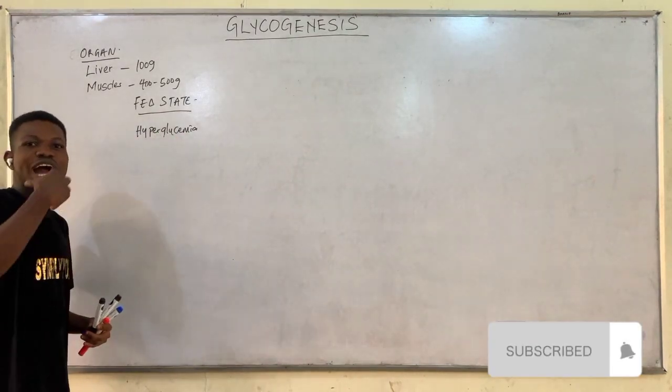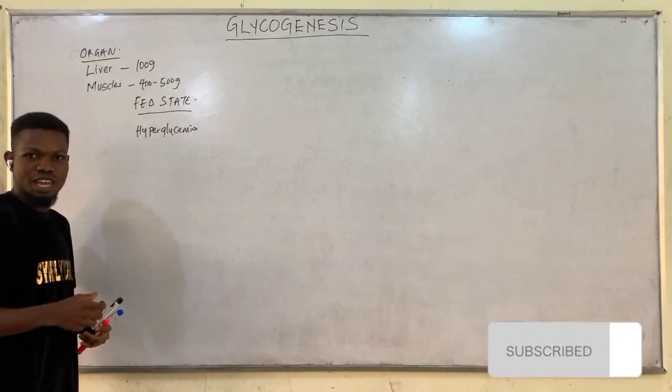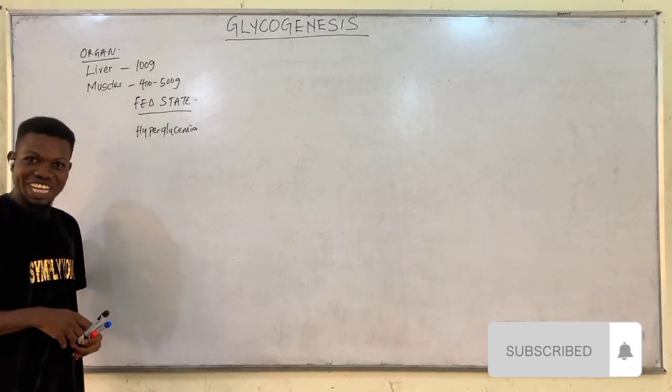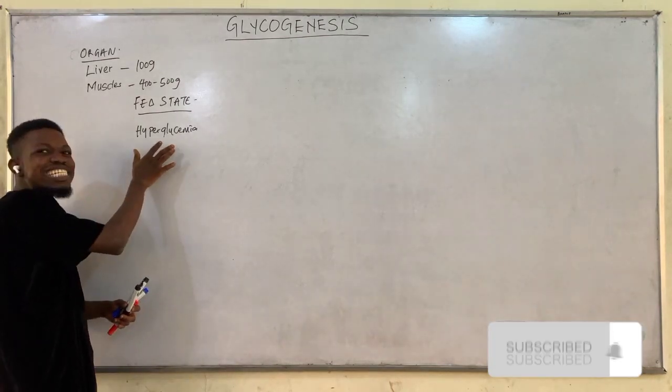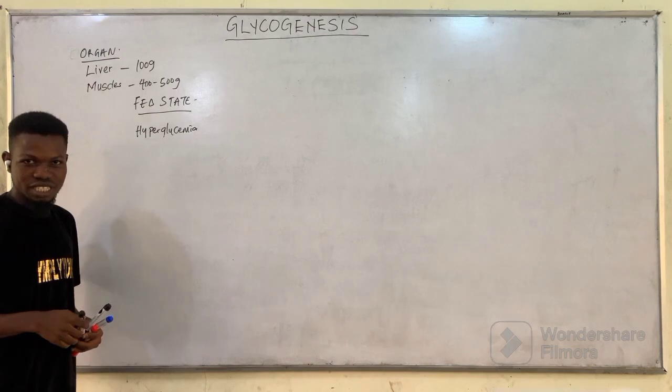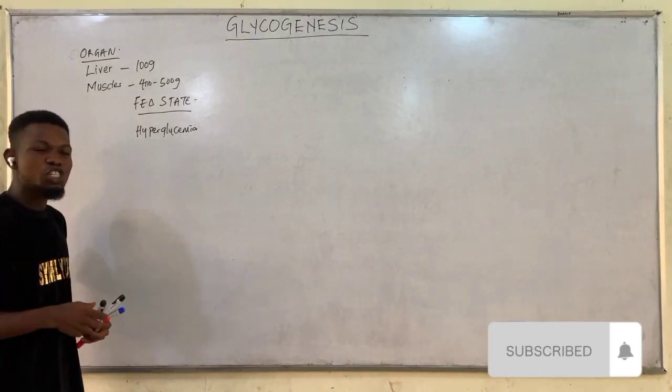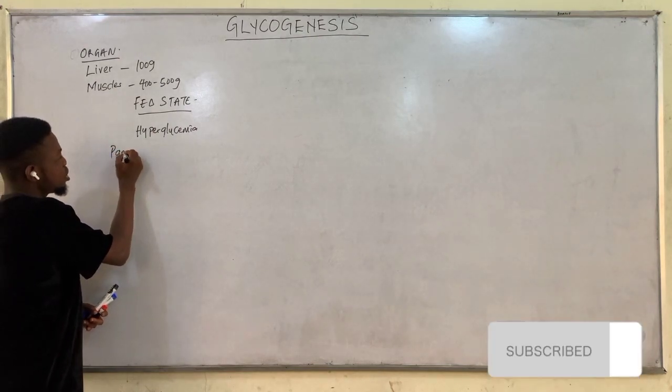So when you have hyperglycemia, which is high blood glucose level, a particular hormone needs to be stimulated. Are you getting what I'm saying now? In order to convert this excess glucose to become glycogen. So which organ secretes that particular hormone? The organ is called the pancreas. Do you get it now?